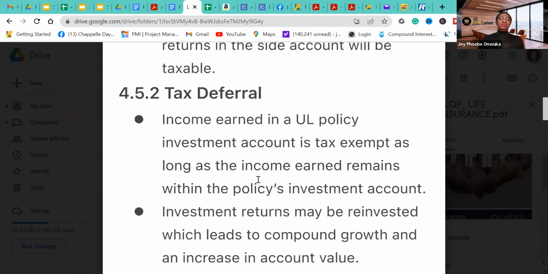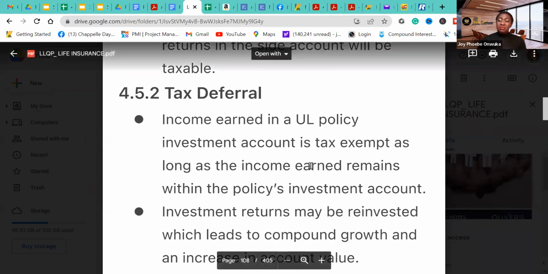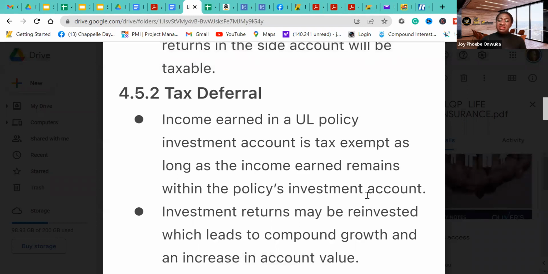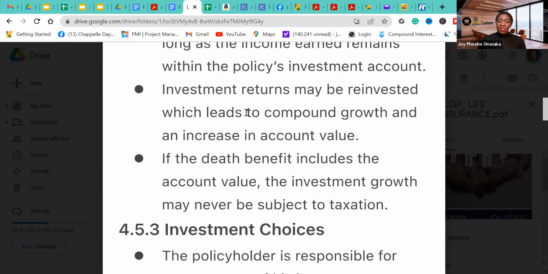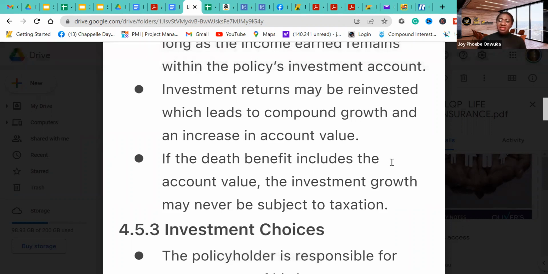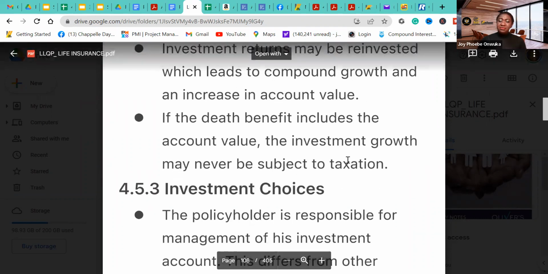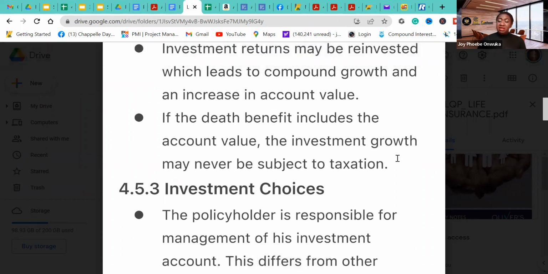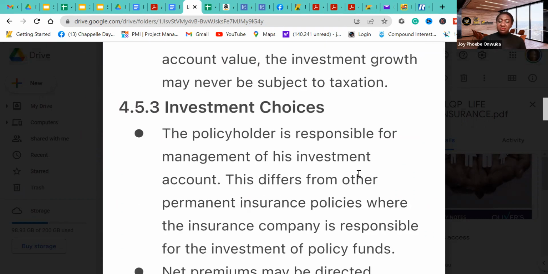Tax deferral. What does it mean? Income earned in a universal life policy investment account is tax exempt as long as the income earned remains within the policy's investment account. Investment returns may be reinvested, which leads to compound growth and an increase in account value. If the death benefit includes the account value, then the investment growth may never be subject to taxation. That's right.